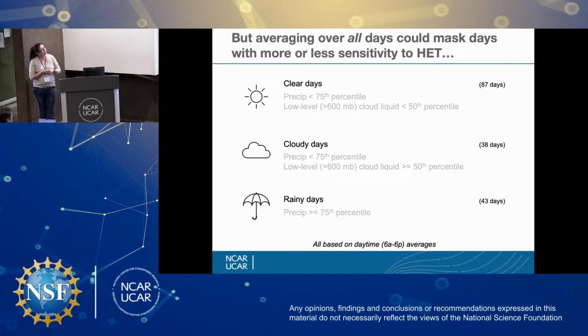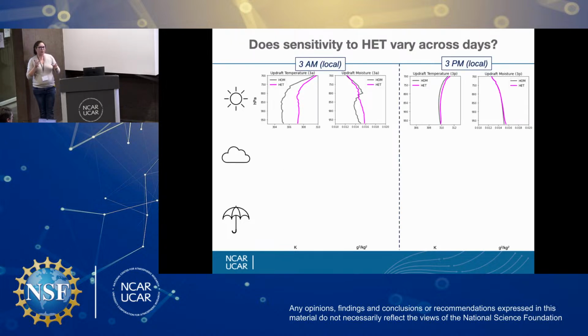So if we move into some of our initial results, I just want to orient you to some of these plots. Here we're looking at mean vertical profiles in the atmosphere of updraft plume properties. This is all 25 updraft plumes averaged together. In the homogeneous case in gray, which is our control, and in the heterogeneous case in pink, we're looking at 2 periods, 3 a.m., so middle of the night, and 3 p.m., middle of the afternoon. And then we're looking at updraft temperature and updraft moisture.